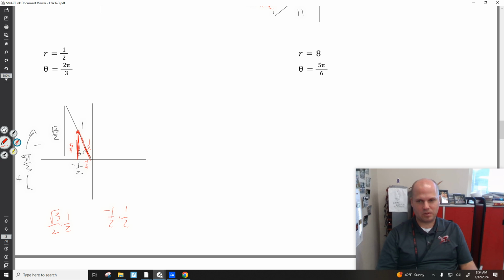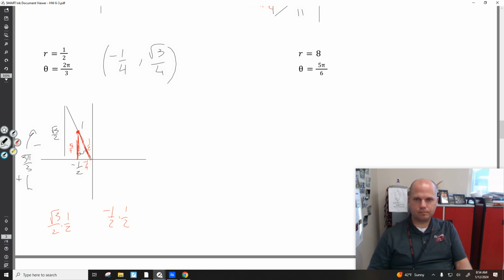If anybody's making mistakes, they're probably mixing up what x and y is. But left is the x, up and down is the y. That's where that point is going to intersect with that circle. So, boom.